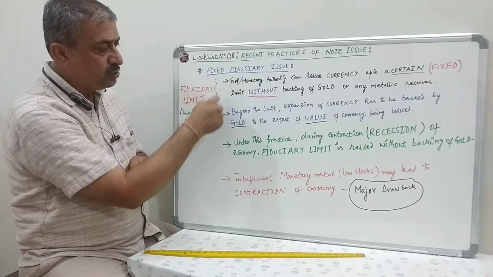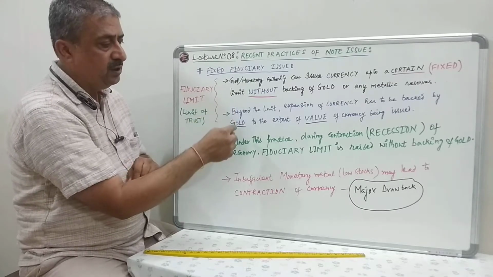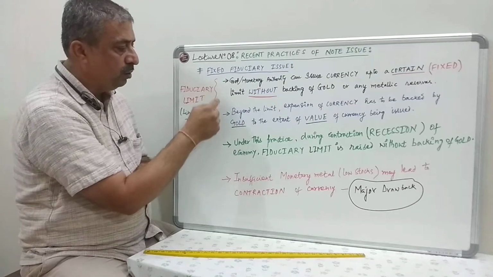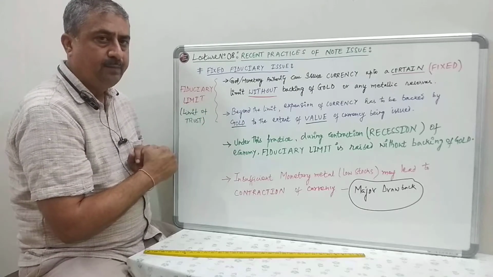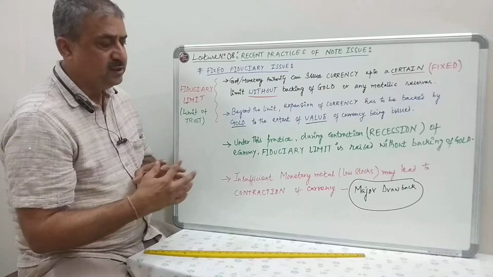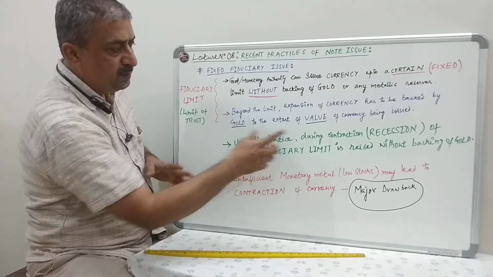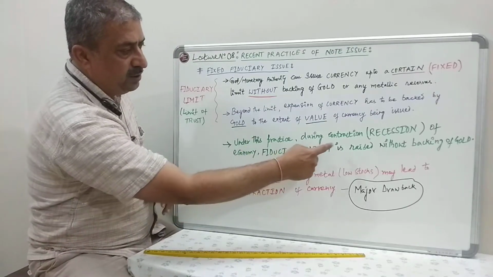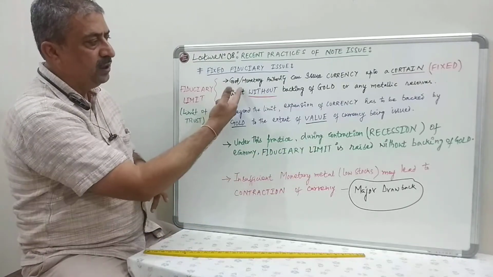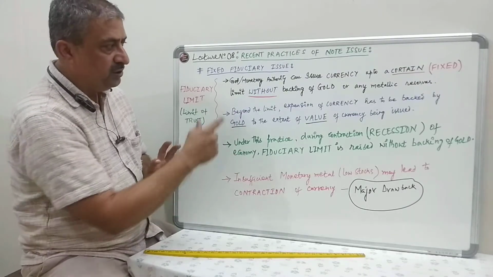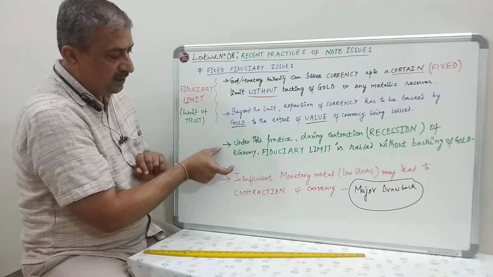These two limits, without backing and with backing, is what we call the fiduciary limit. This is what? Limit of trust. Trust, as I explained to you. Under this practice, during contraction or recession, the fiduciary limit is raised without backing of gold. In other words, this is exactly the terminology we mean to say.